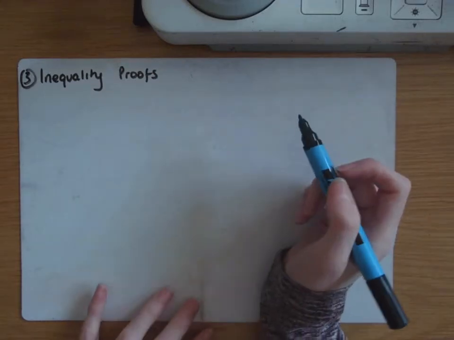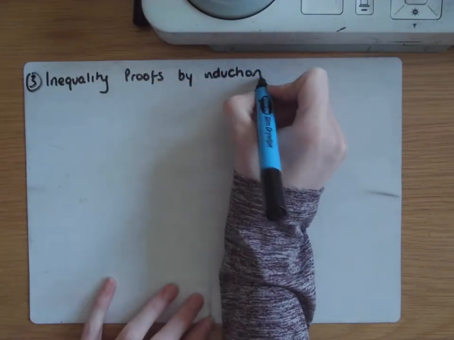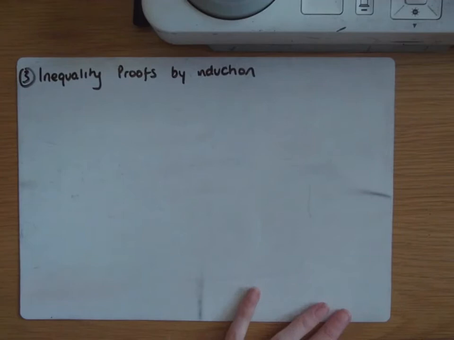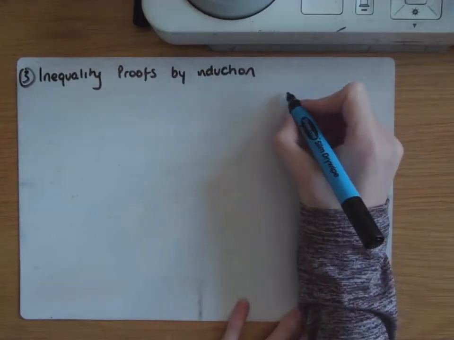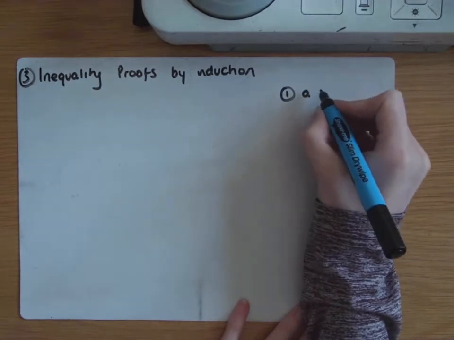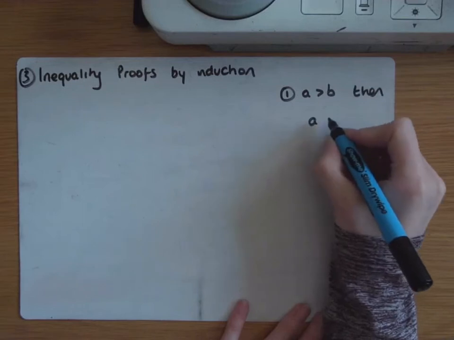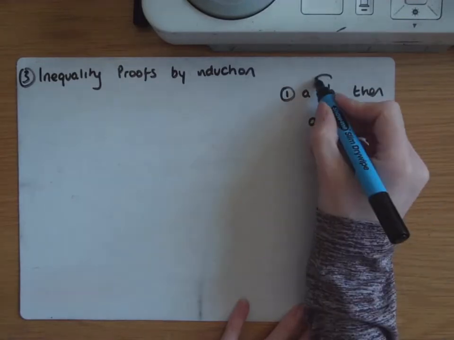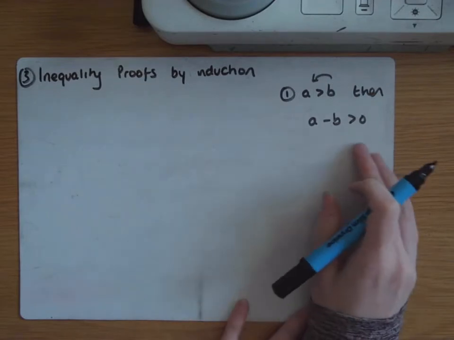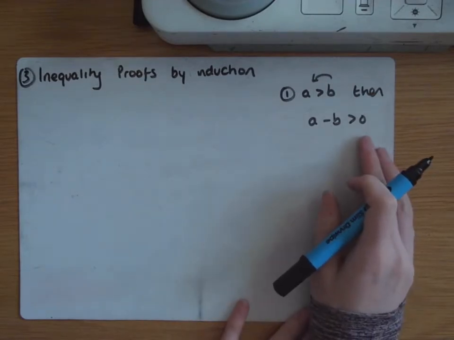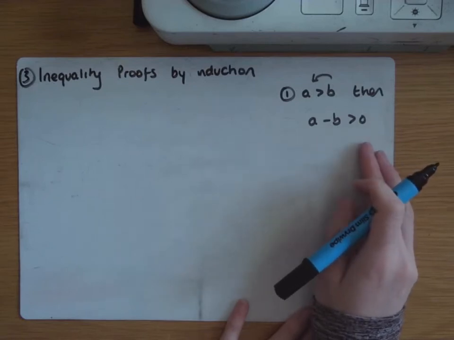Okay, so inequality proofs by induction. Just a few little notes that I'd like you to remember. First of all, if A is greater than B, then A take B is greater than 0. Basically, bring that B over, A minus B is greater than 0. So that's something that we're going to use. A lot of the time we're going to get that it's greater than 0 or less than 0.